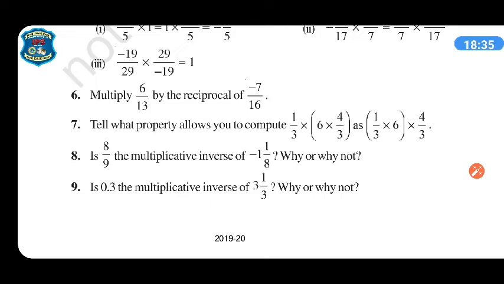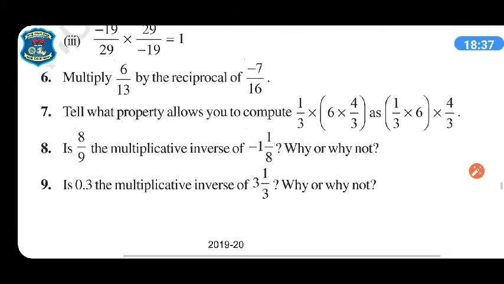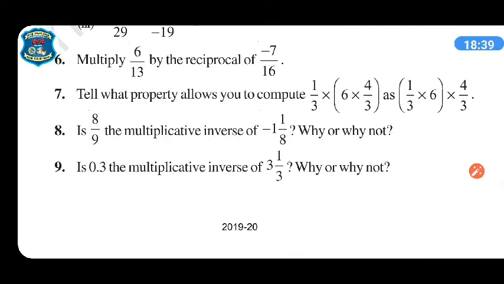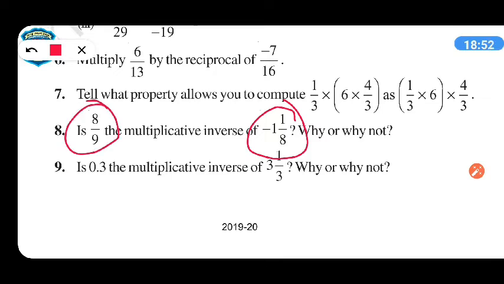Now let us see question number 8. Is 8 upon 9 the multiplicative inverse of minus 1 whole 1 upon 8? Why or why not? Let us have a look. This number is what? 8 upon 9. And this number is what? Minus 1 whole 1 upon 8.